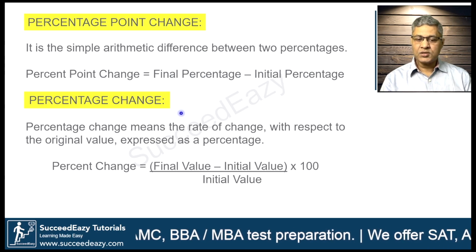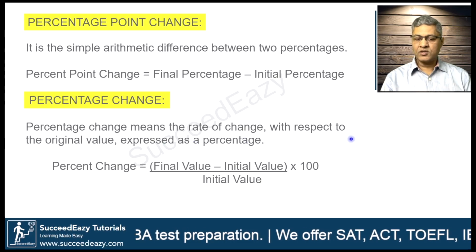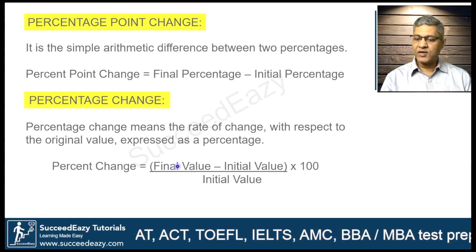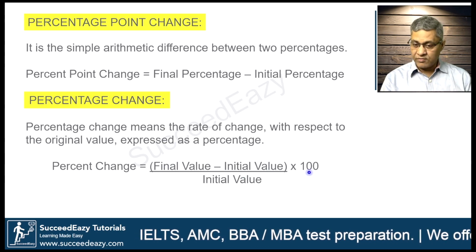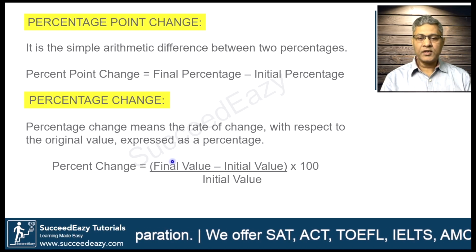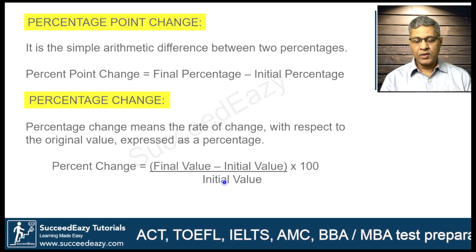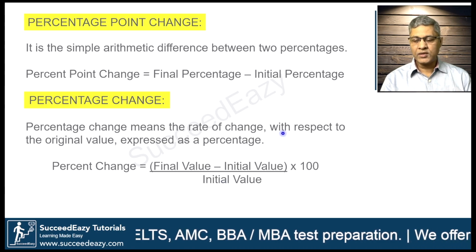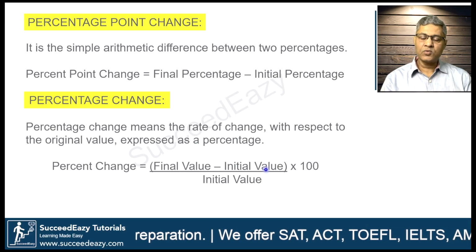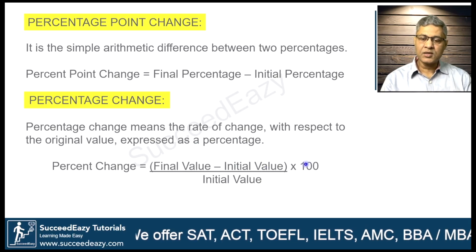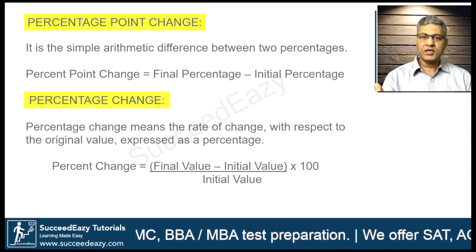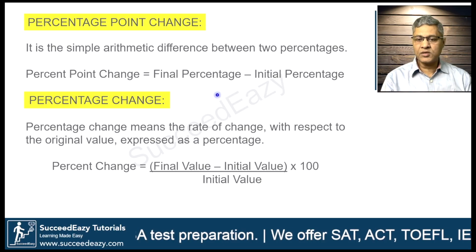Whereas percentage change means the rate of change with respect to the original value expressed as a percentage. So we know that percentage change is the final value minus initial value divided by the initial value times 100. For example, if a quantity increases from, let's say, 10 to 20, then what is the change? 20 minus 10 is 10, and 10 over 10 is 1, times 100 is 100%. So percentage change would be 100%. That means that the quantity has doubled. So 10 has become 20. You know that, right? So these are the two things, please keep in mind.